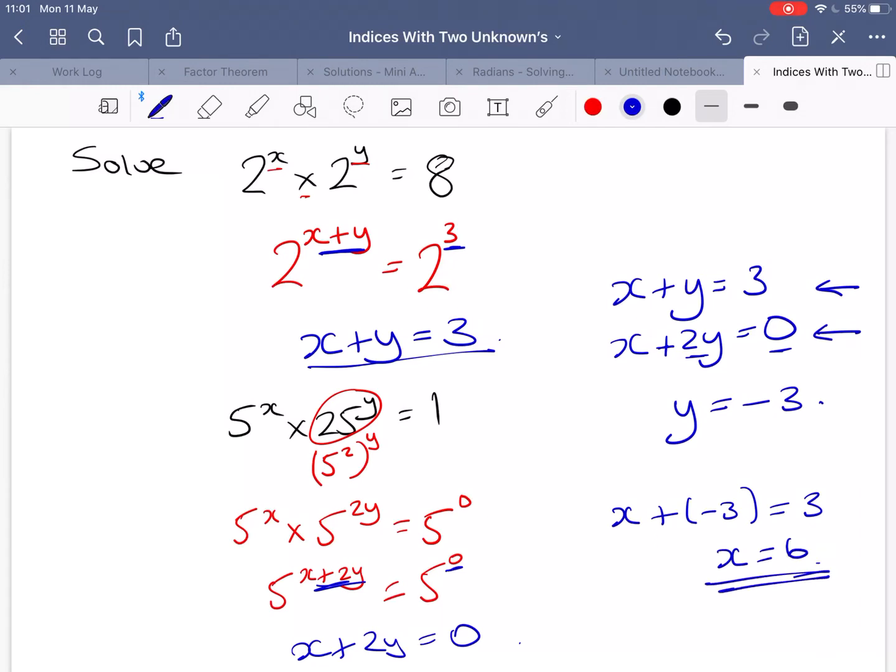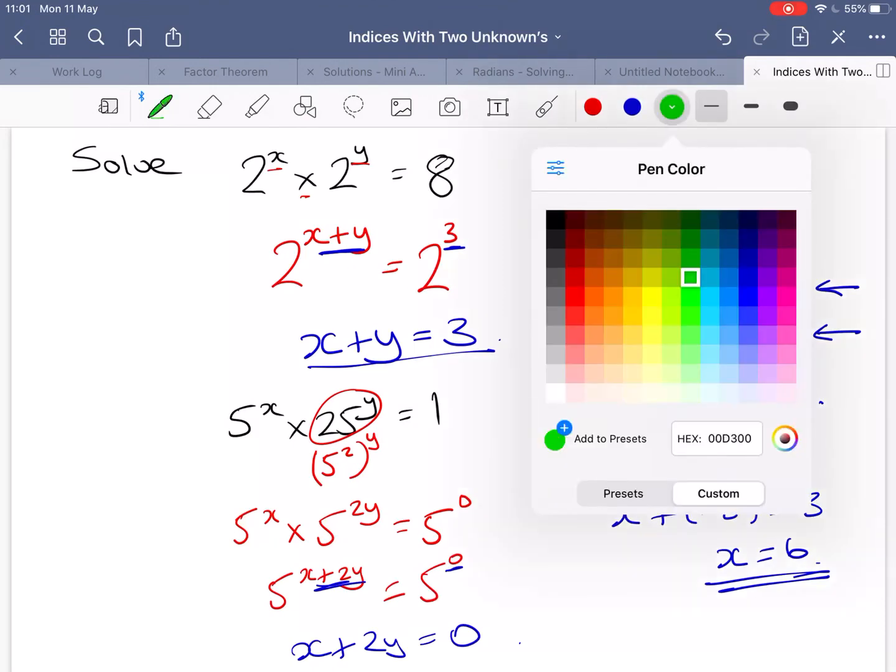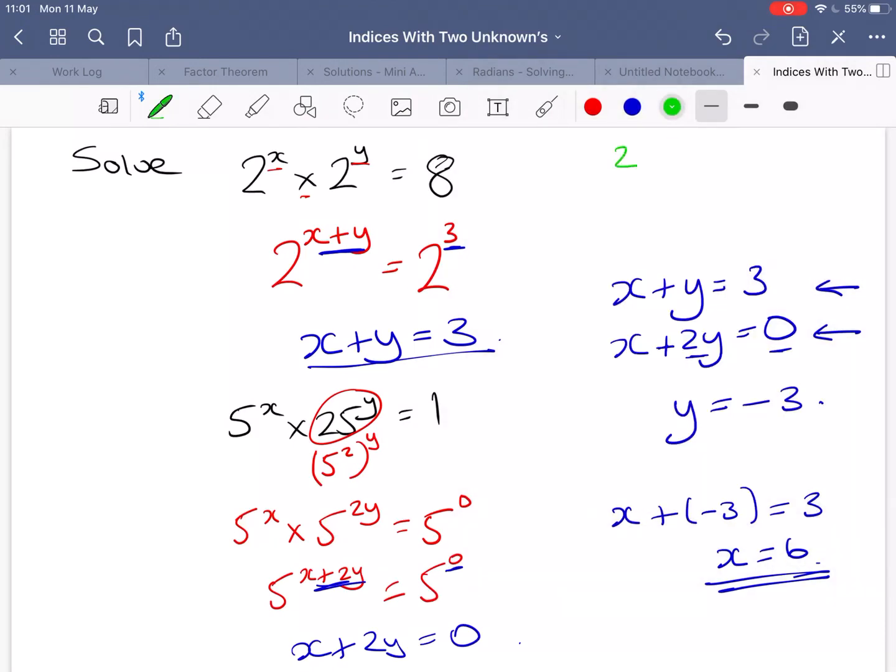And if you want to check it out, you can check out the first one. Let's do a different colour, shall we? So we'll do this one in a different colour. So we could do 2 to the power x times 2 to the power of y. Well, that's 2 to the 6 times 2 to the minus 3, which is 2 to the power 3. And guess what? That equals 8. So that one has worked.